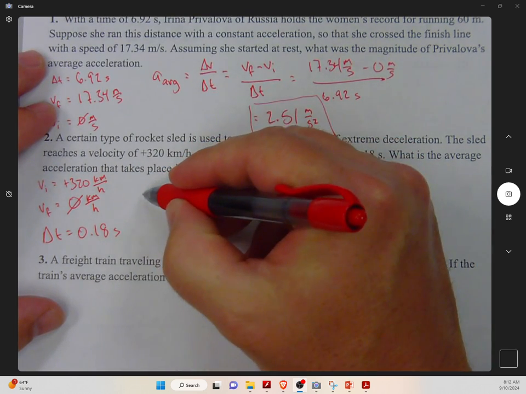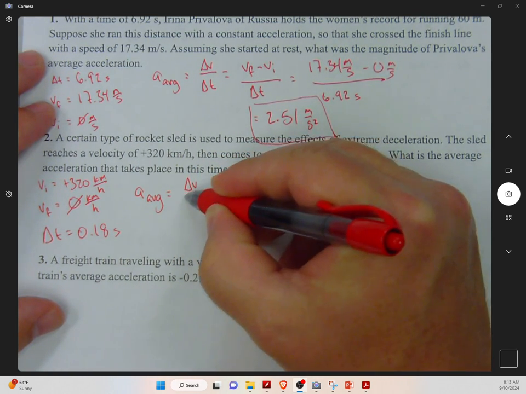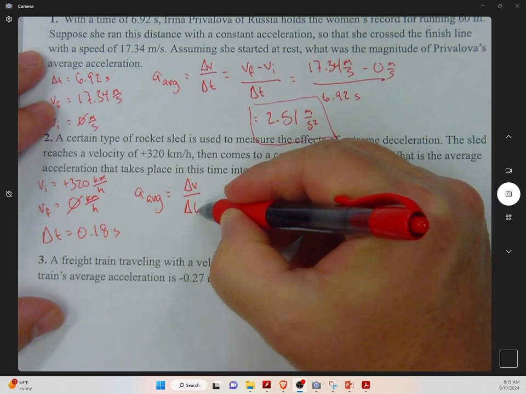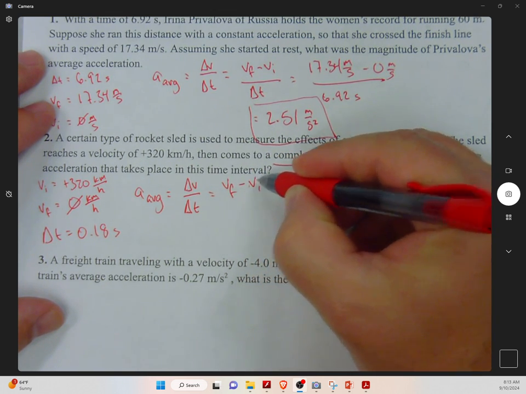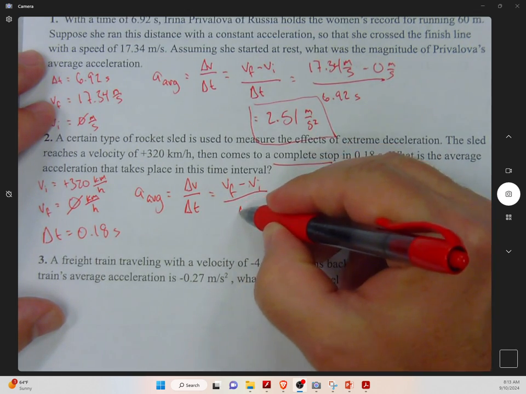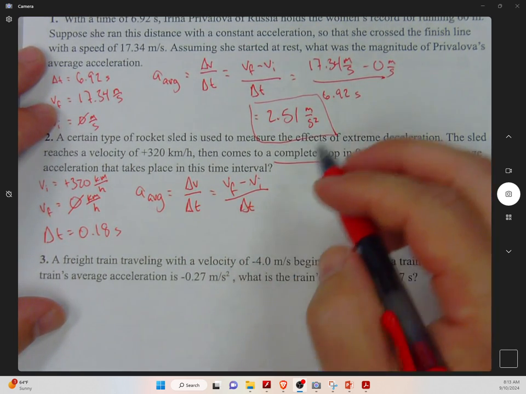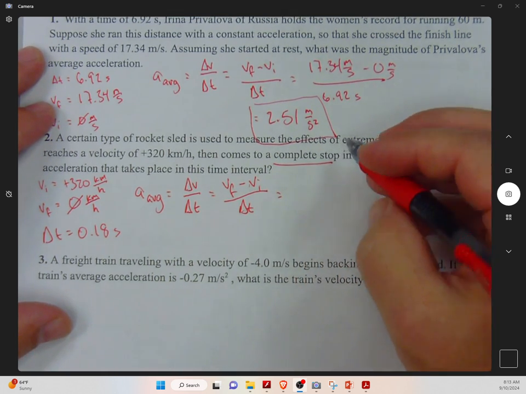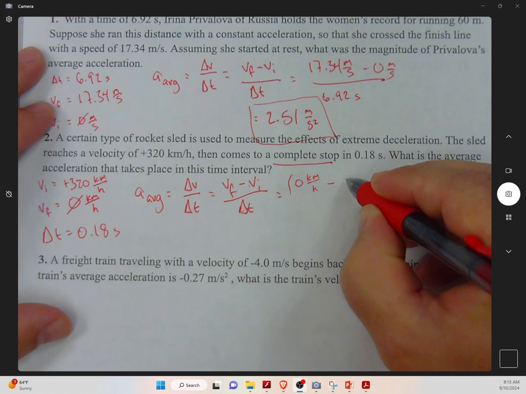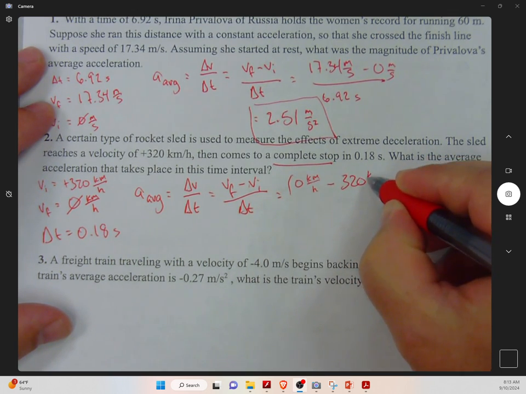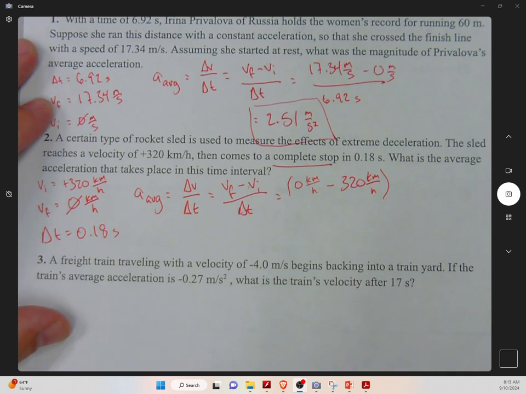All right. You guys know, again, from your definition that the average acceleration of an object is its delta v divided by its delta t, which, again, is simply your final velocity minus your initial velocity divided by your delta t. That's a very, very good division line right there. I don't care what you guys say. All right, so I have 0 kilometers per hour minus, what was it, 320 kilometers per hour.